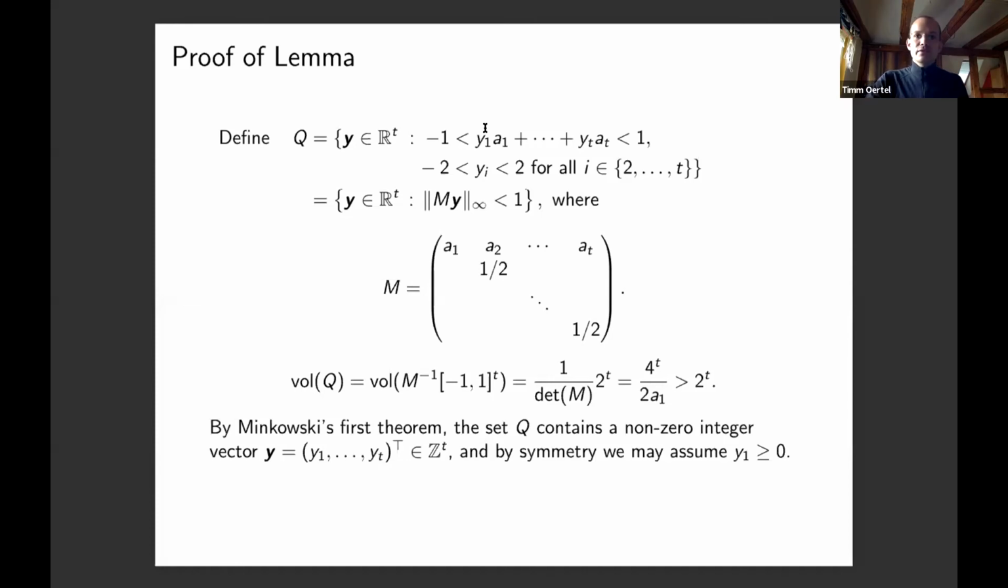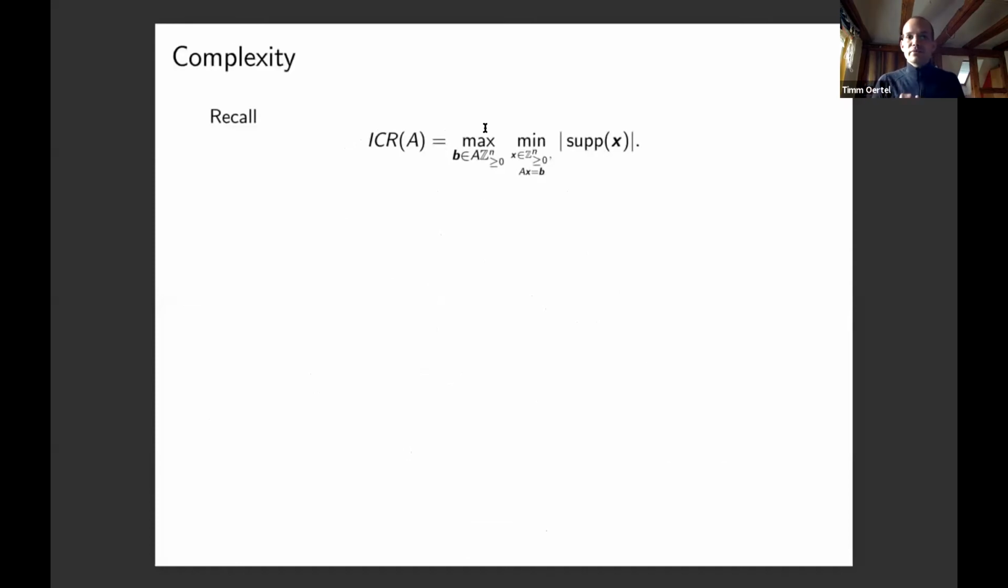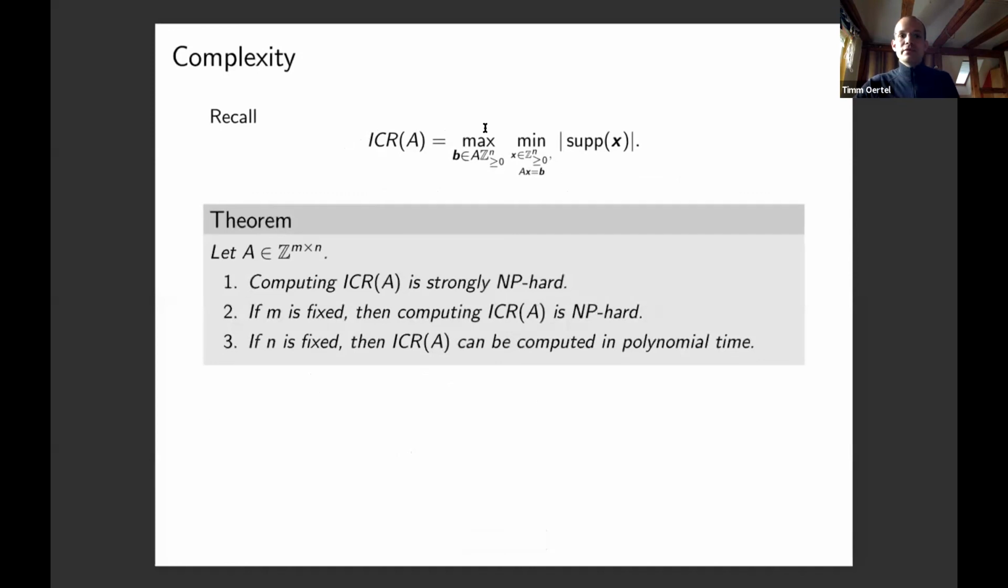And just to use the last few minutes, I want to mention a few things about the complexity. So recall the definition of the ICR. What we can show here is that computing the ICR of A is strongly NP-hard. If we fix M, then computing the ICR is NP-hard. And if N is fixed, then we can compute the ICR in polynomial time. The first two are reductions to covering problems, and the third point uses essentially Presburger arithmetic.